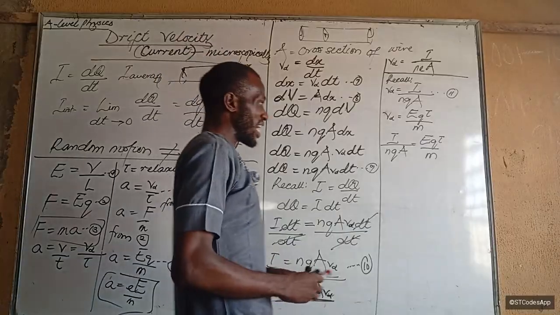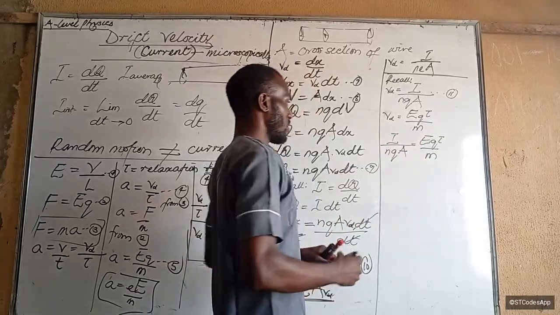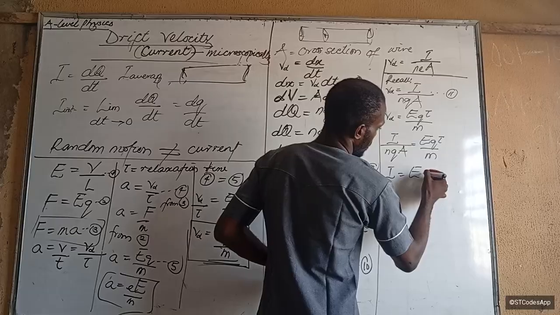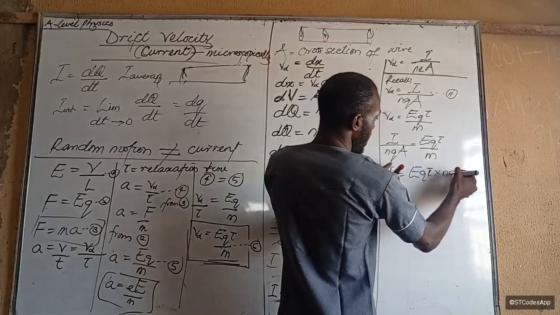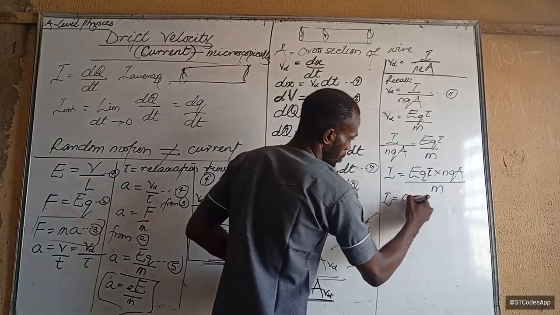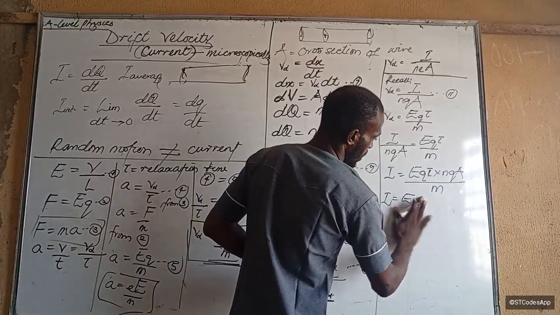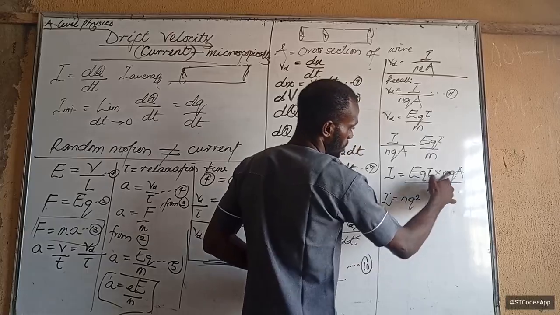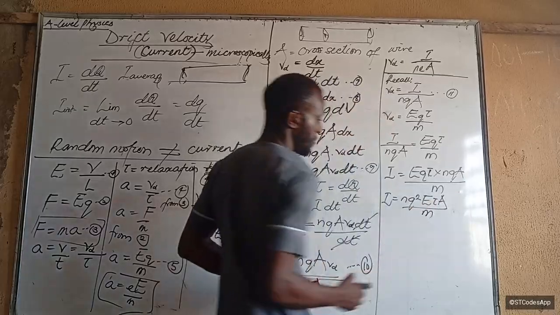Then from here, we can obtain an expression for I, such that current therefore becomes eE tau multiplied by nqA all divided by m, so that I is equal to... No, let's do it this way. n first before q. n q squared, then E tau A over m. Alright?